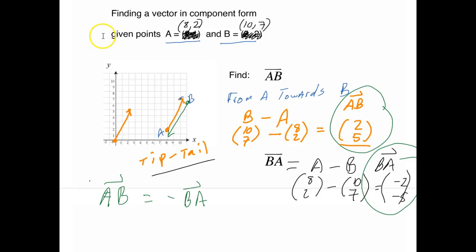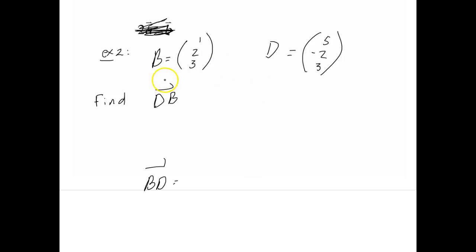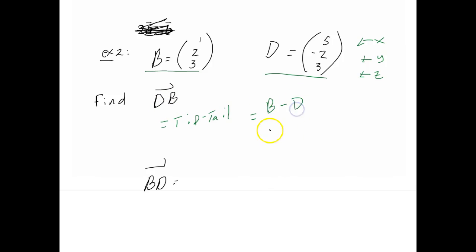Okay, before we move on, let's do one more quick example. So here, I give you the three-dimensional point B, 1, 2, 3, and the three-dimensional point D, 5, negative 2, 3. Now don't get freaked out by the fact that there are 3 coordinates here. It's the same thing. That's your X, that's your Y, and that is your Z. And you do everything the exact same way. So right here, if I want to find the vector DB, remember tip minus tail. We're going from D toward B, so my tip is B. So it's going to be B minus D. So that's going to be 1, 2, 3 minus D, which is 5, negative 2, 3.